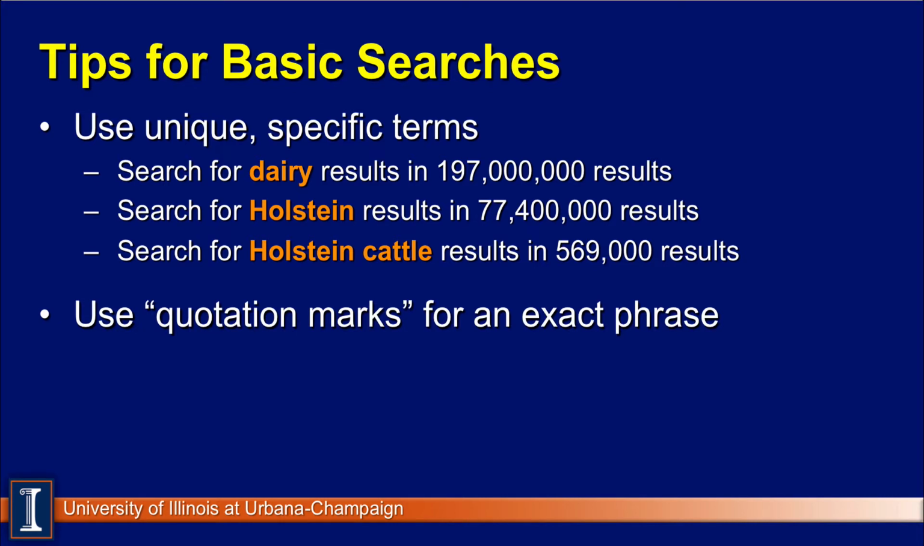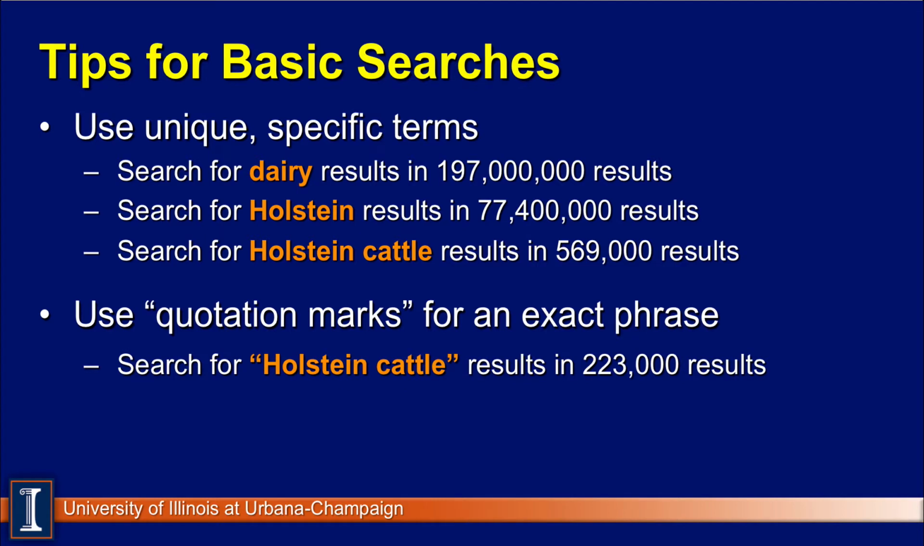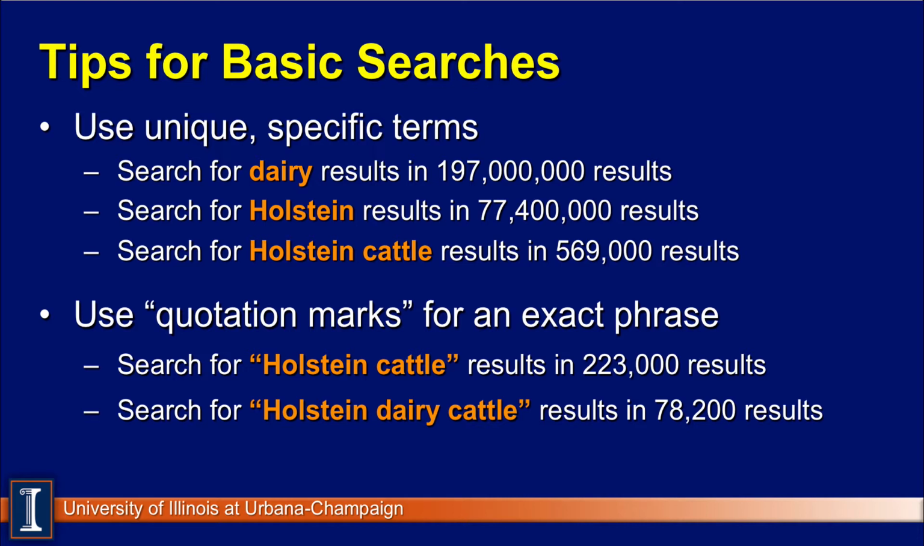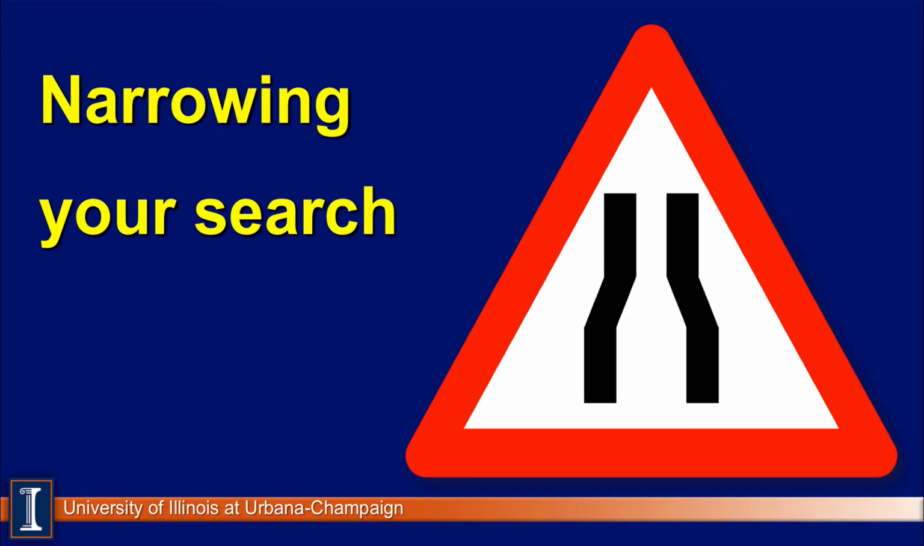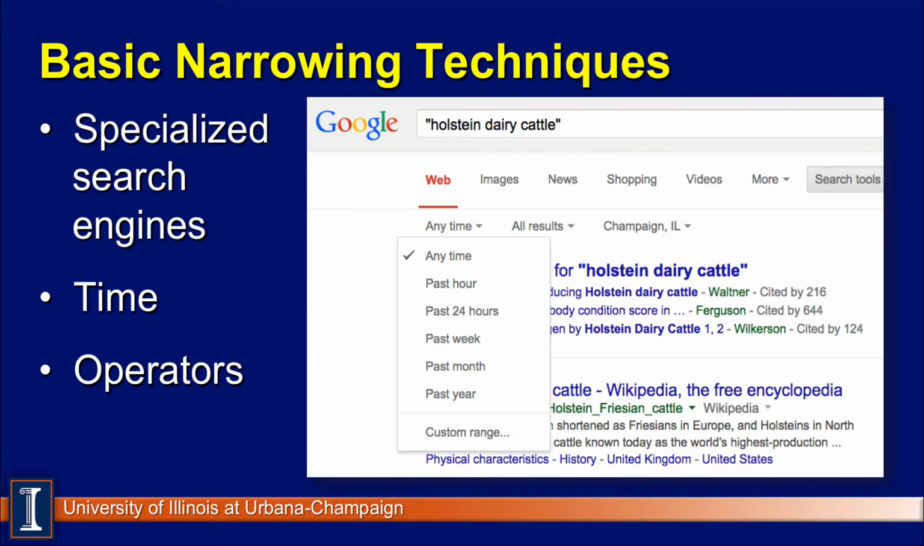The other trick is if I use quotation marks and search for an exact phrase. So in this example, searching for Holstein cattle again, but in quotation marks, I cut that by over half down to 223,000 results. Throw in another term, in this case, "Holstein dairy cattle" in quotation marks, I get it down to 78,000 results. 78,000 was still a lot of results. Now, how do you narrow that down even farther?